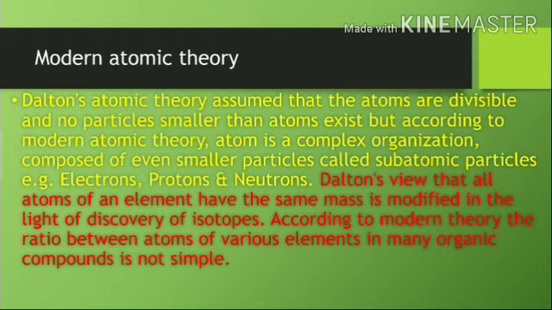But according to modern atomic theory, atom is a complex organization composed of even smaller particles called subatomic particles, for example electrons, protons and neutrons. Dalton's view that all atoms of an element have the same mass is modified in the light of the discovery of isotopes. According to modern theory, the ratio between atoms of various elements in many organic compounds is not simple.